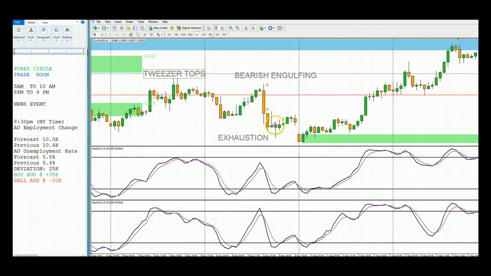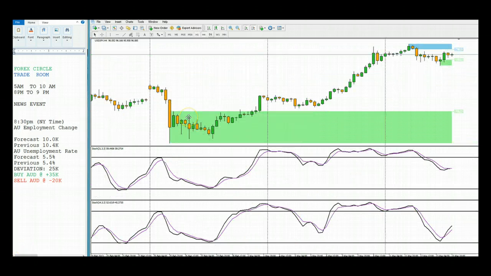So this is called an exhaustion candle, which has a small body and a long wick. And the wick has to be at least twice as large as the body. Okay, so there you have it: exhaustion candle, tweezer tops, two wicks that are equal in length, bearish engulfing candle. These are essentially reversal patterns. Okay, I want to show you something which is very important.